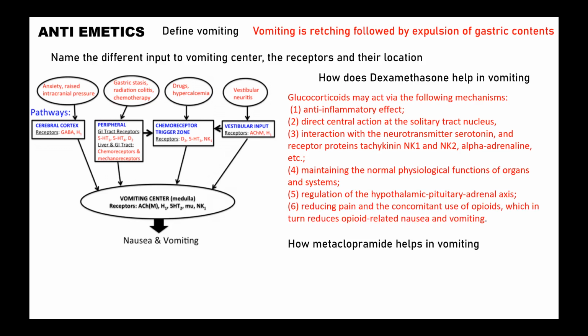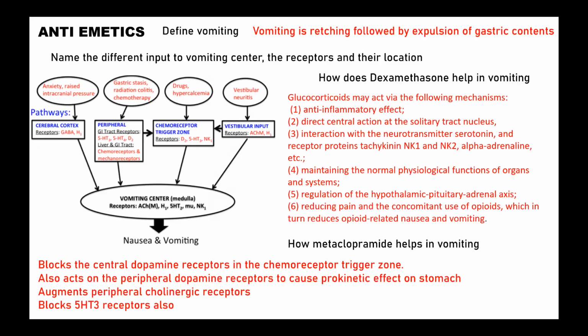How does metoclopramide help in vomiting? Dopamine antagonist. It blocks the central dopamine receptors in the chemoreceptor trigger zone. Also acts on the peripheral dopamine receptors to cause a prokinetic effect on the stomach. Augments peripheral cholinergic receptors. So there are four mechanisms: central, peripheral, and in peripheral you have dopamine receptor action in the stomach and also on the cholinergic and serotonin receptors.